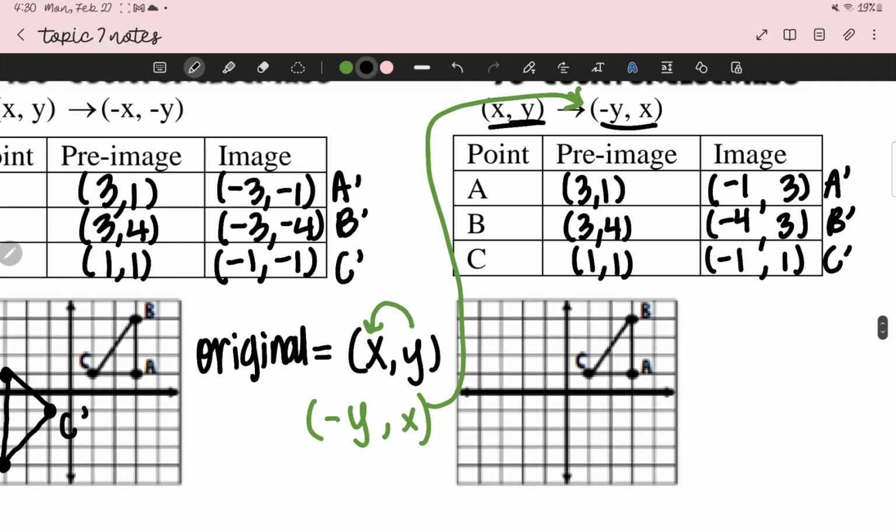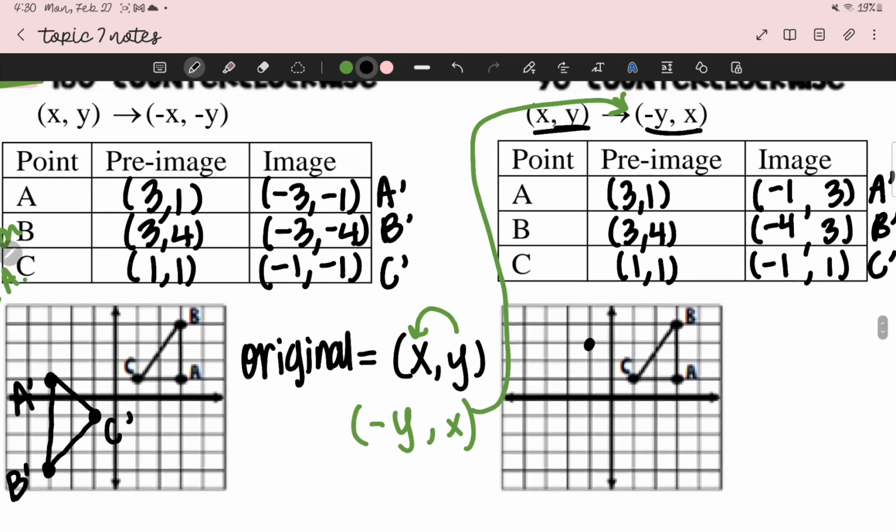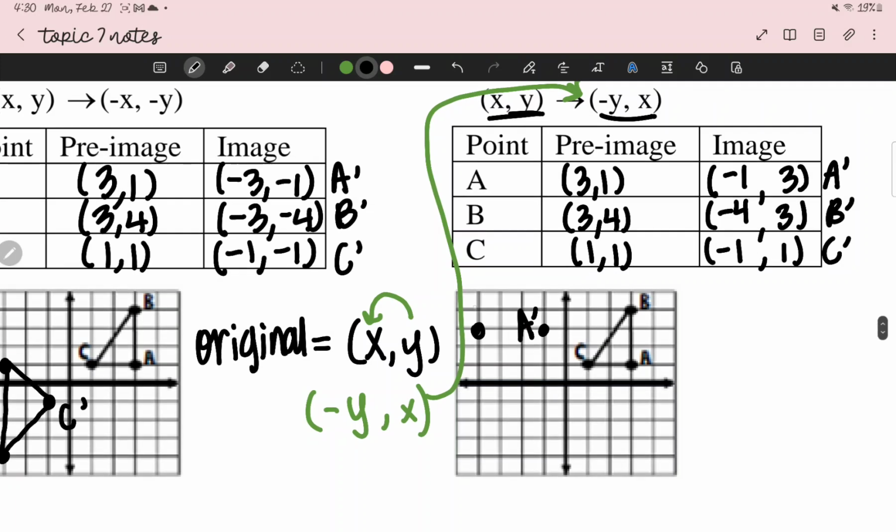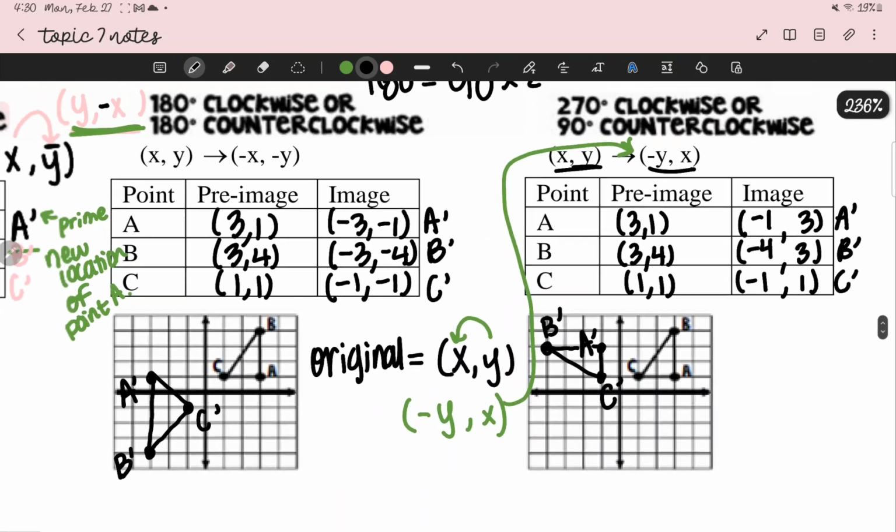So I have -1, 3. That is point A prime. -4, 3 is B prime, and finally -1, 1 is C prime. Okay, and I'm just going to have it there. So now I have my rotated figure.